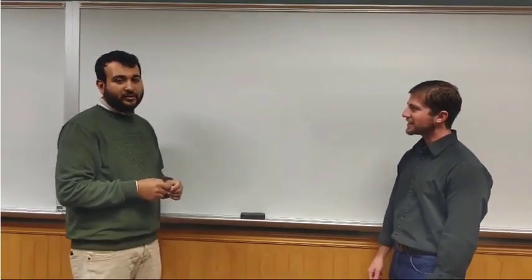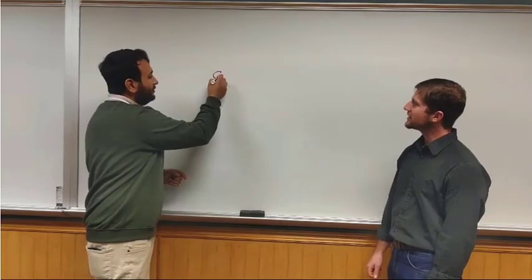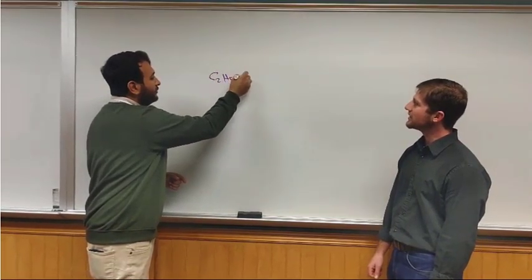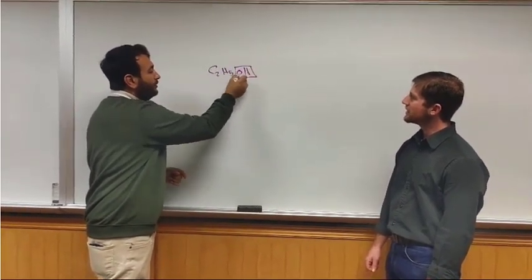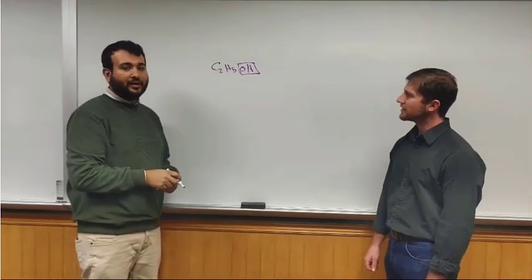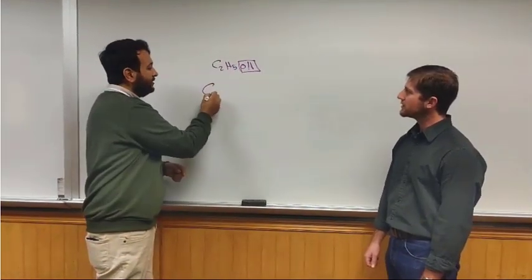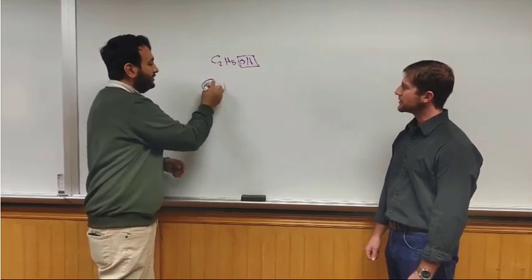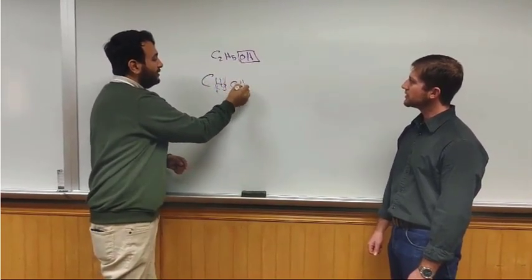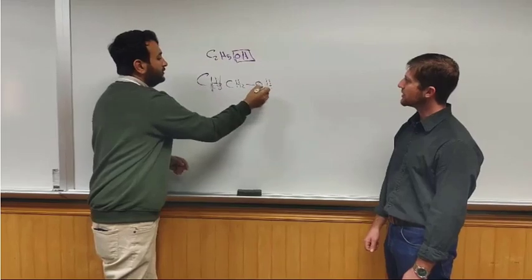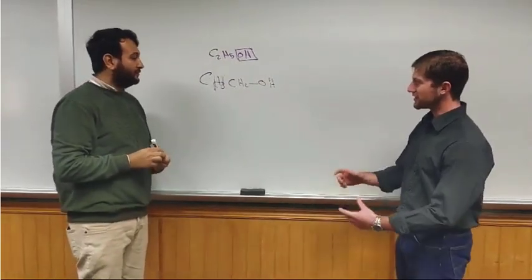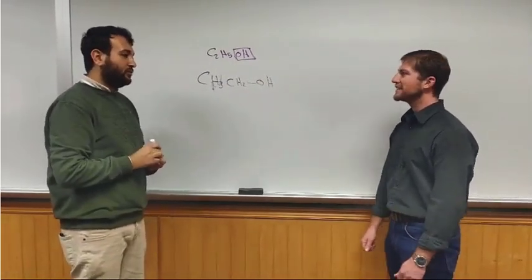Just to start off, what is ethanol? Ethanol is a simple organic structure. It is C2H5OH. This is an alcohol group, called a hydroxyl group. It is CH3CH2OH. Wow, very simple structure. Yeah, it is a simple structure.